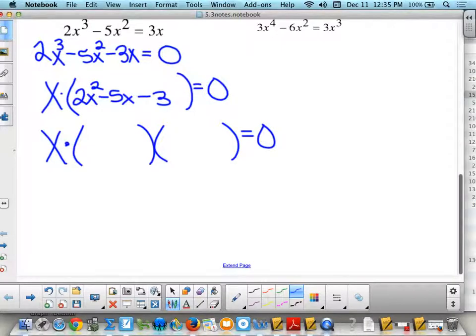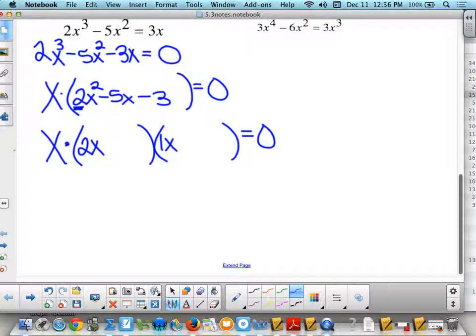But do you guys remember this? When the number in front of x is bigger than 1, this is one of those trinomials that are kind of difficult. How do you get 2x squared? 2x times 1x. Do you remember this?